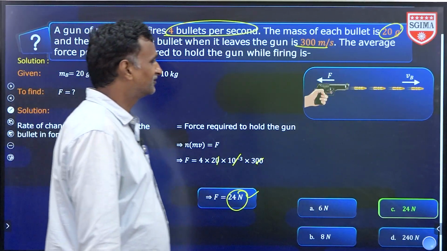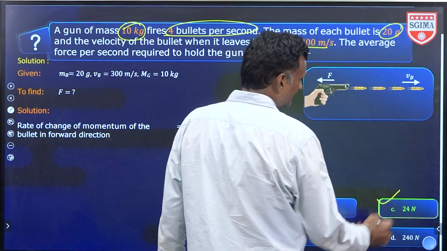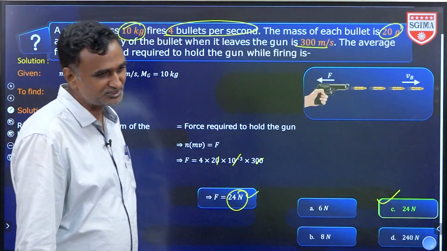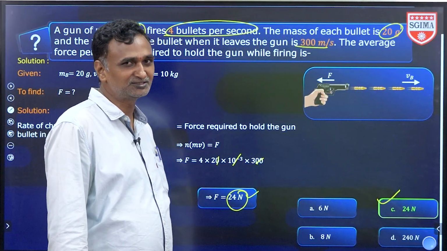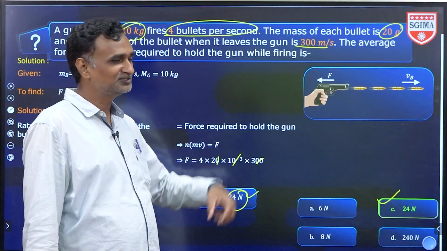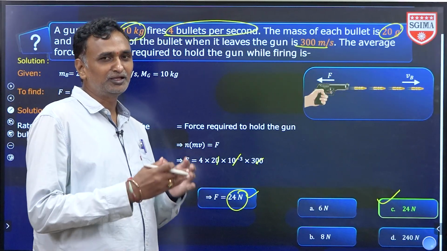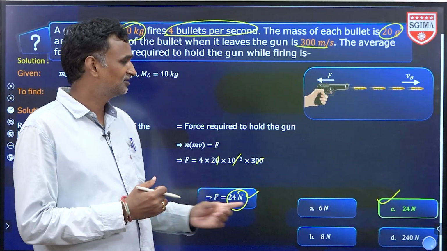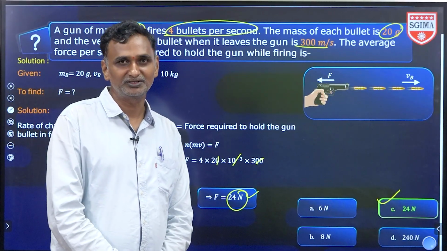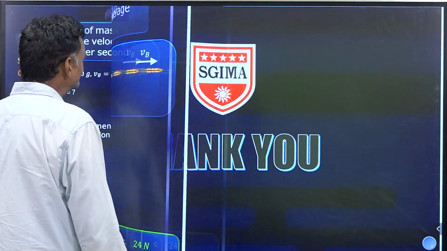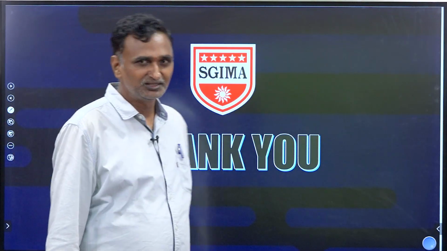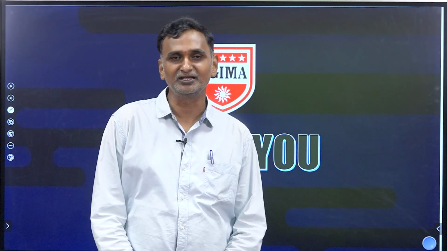So the final answer: to hold the gun, whatever the momentum change by the bullet, it exerts some force on the gun. So we need to hold it with the same force. That force comes to 24 newtons. Right? Thank you. This is a part of impulse.